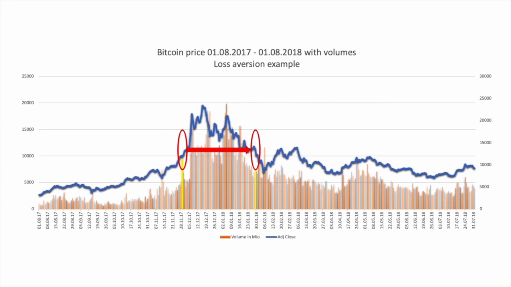in order not to lose their gains. Instead of selling, a stop loss would have been much more interesting for the traders. But this didn't happen, as the trading volume from the second bubble is very low.